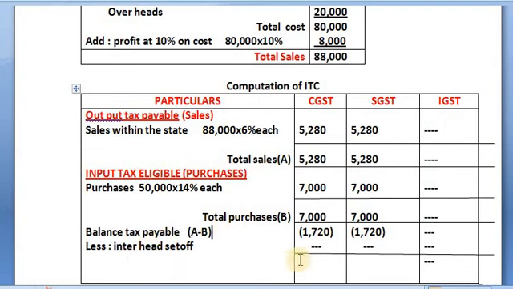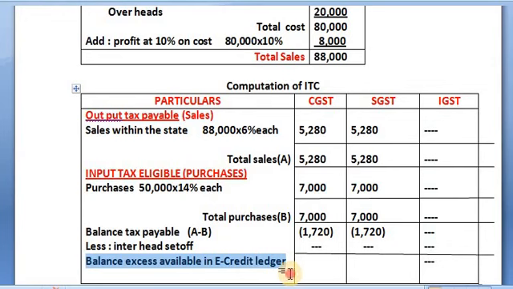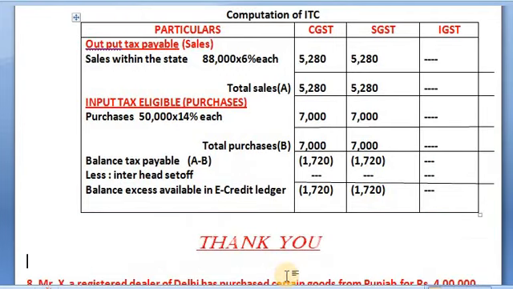Tax payable A minus B, when you are getting A minus B, it shows very clearly you have surplus in your electronic credit ledger. When you have surplus, you don't go for clearing to anybody. You no need to pay to anybody. Hence, there will not be any interhead set off. When you wanted to pay only, you go for setting it off. But now, we have surplus in our account. CGST also we have surplus, SGST also we have surplus. So, no need to go for clearing or setting it off. So, excess available in e-credit ledger is 1,720 and 1,720. Hope people are clear with this.